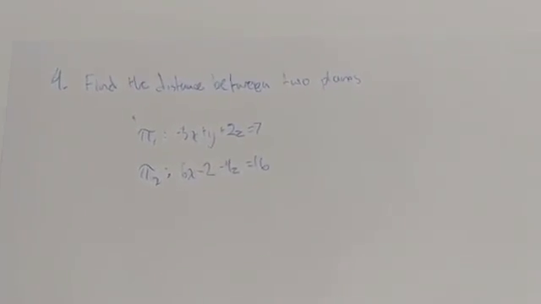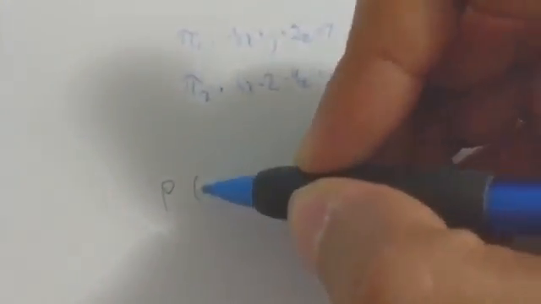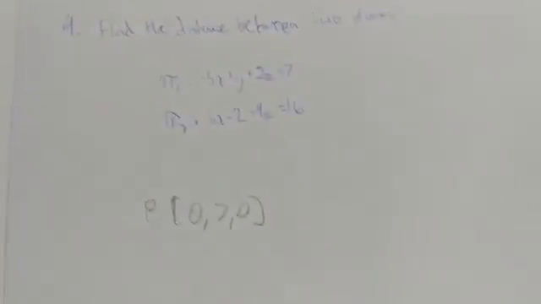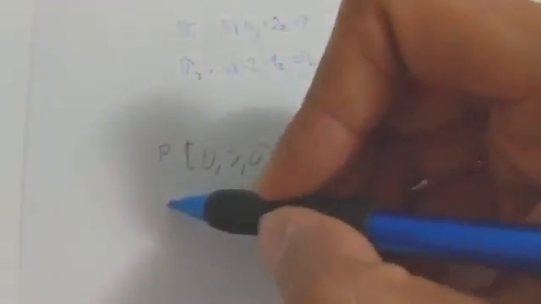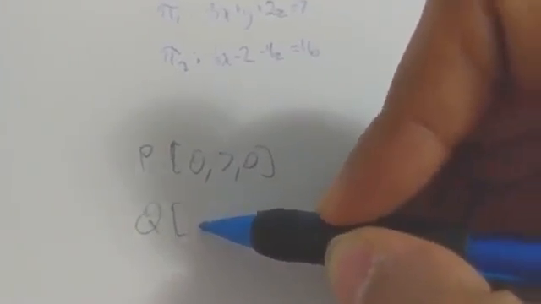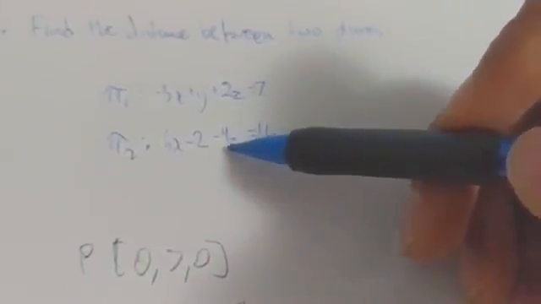The fourth example asks us to find the distance between two planes, which are represented by these two equations. A point in the first plane is P, which is (0, 7, 0). This is a point on the first plane because the left side is equal to the right side. A point on the second plane is Q, (0, -8, 0), because with these points, the left side of this equation is equal to the right side.